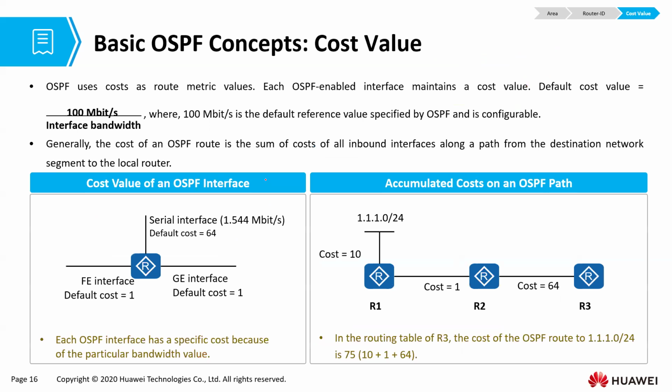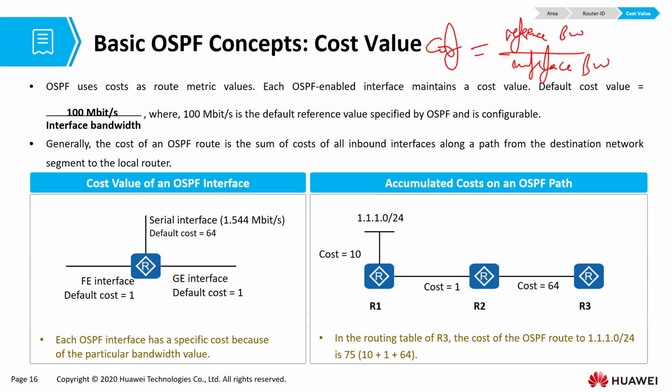Cost value. OSPF uses cost as its route metric. Each OSPF enabled interface maintains a cost value. Default cost is 100 megabytes over interface bandwidth. We have a metric here, cost. Every link has a cost. There is a formula which is used to calculate that cost. That formula is the reference bandwidth over interface bandwidth.